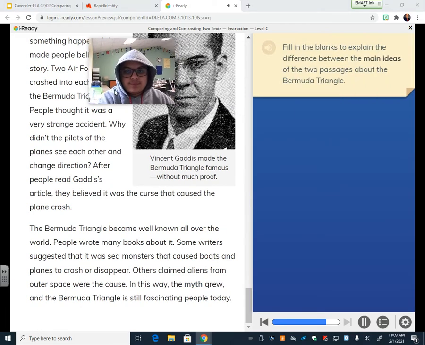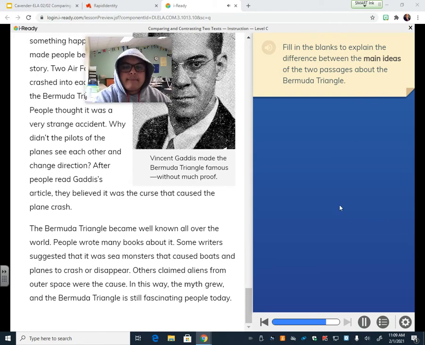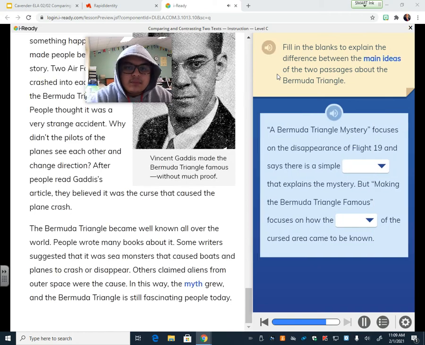Fill in the blanks to explain the difference between the main ideas of the two passages about the Bermuda Triangle. So, if we think all the way back to before winter break, we learned that main idea is the most important point that an author is trying to make. And both of these have a main idea. So let's see if we can fill in the blanks to explain the differences between the main ideas about the Bermuda Triangle.